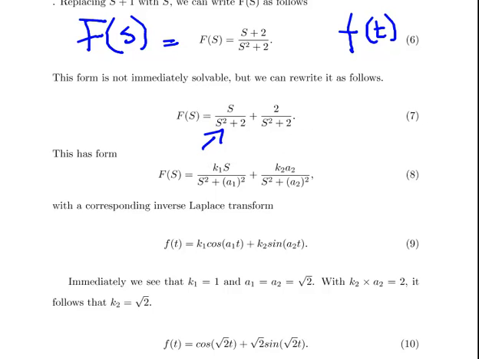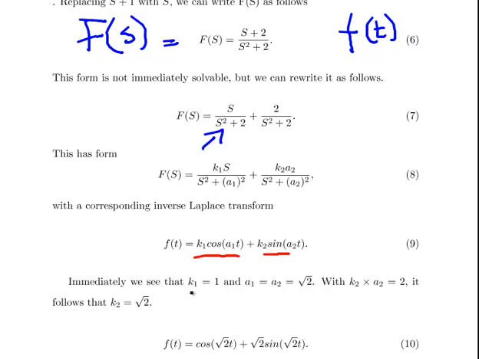And these are very straightforward structures that we see in the formula sheet. We can write F of s as K1 s divided by s squared plus A1 squared, and likewise K2 A2 divided by s squared plus A2 squared. K1 and K2 are just scaling coefficients. It's just like half times or 2 times. It's just a scalar coefficient. So what we could do here is find the inverse Laplace transform of F of s, and it would be in this form here: K1 cos A1t plus K2 sin A2t.